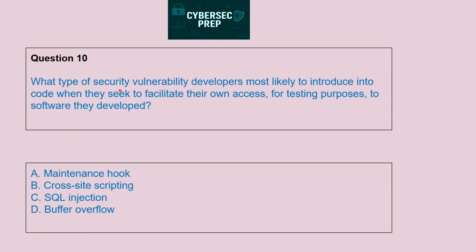Question number 10. What type of security vulnerability are developers most likely to introduce into code when they seek to facilitate their own access for testing purposes to software they develop? Maintenance hook is the first option. Next option is cross-site scripting. Option C, SQL injection. Or option D, buffer overflow. Well, maintenance hooks, otherwise known as backdoors, provide the developers with easy access to a system, bypassing normal security controls. If they are not removed prior to finalizing the code, then they pose a significant security vulnerability if an attacker discovers the maintenance hook. So, the best option and correct response to this question is A, maintenance hook.